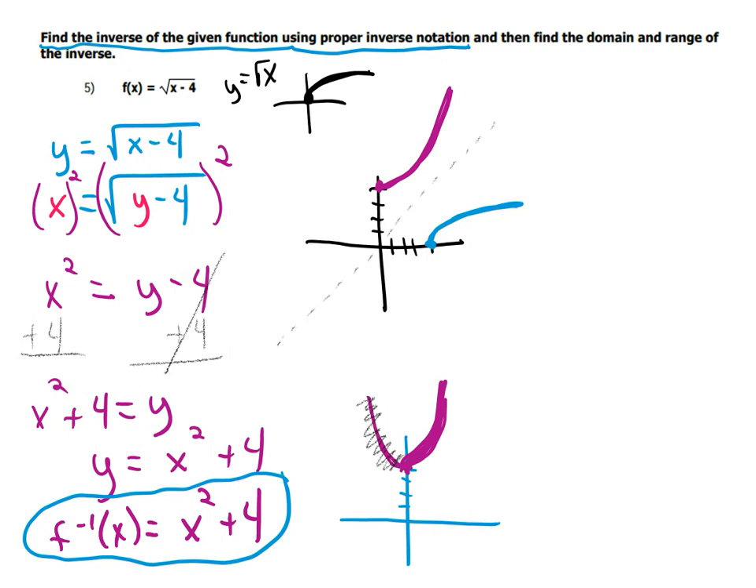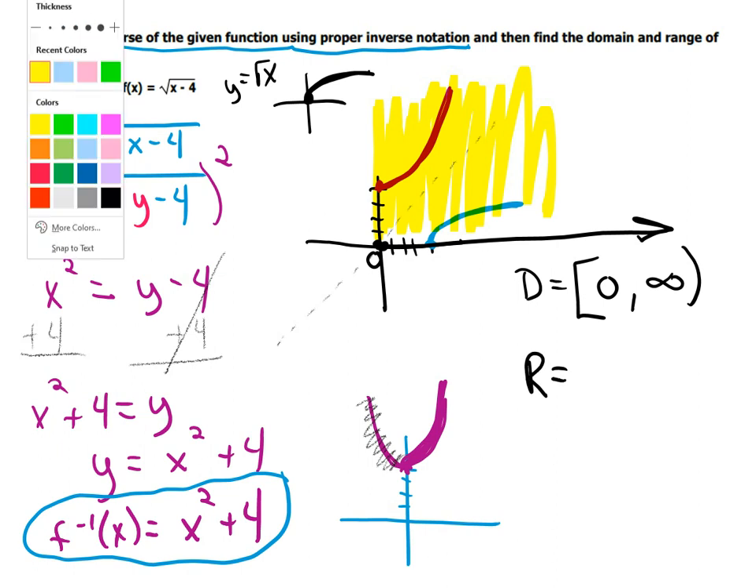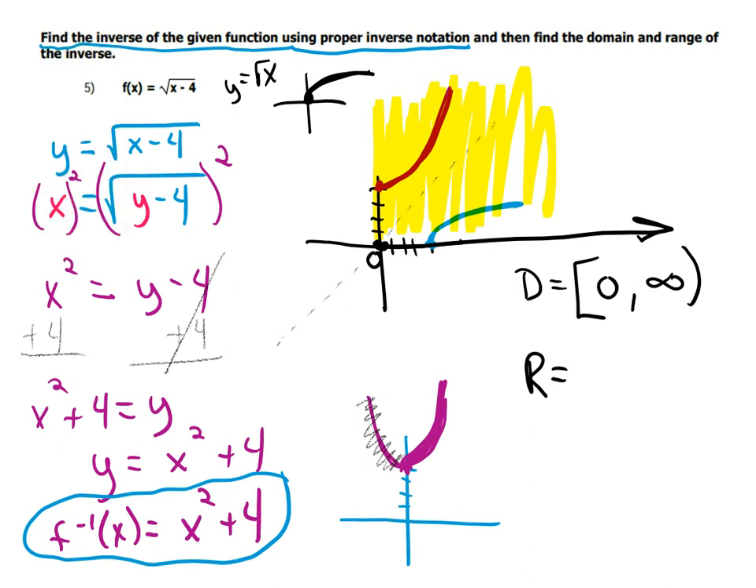So my domain, I'll just put D for domain. The domain is all the x's, and all the x's on this part of the graph go from 0, which is right here, and they go this way. It is a solid dot, so I'm going to include 0 to infinity. Now the range, R for range, let's go with a different color. How about the green? The range starts right here and goes up.